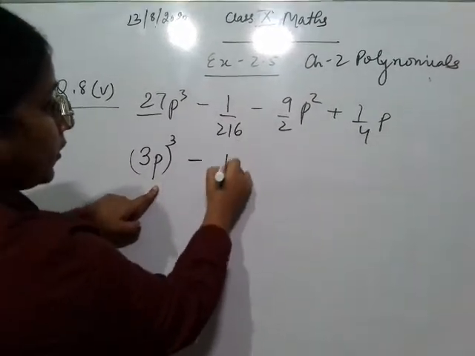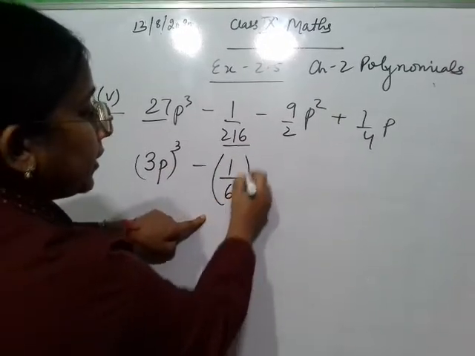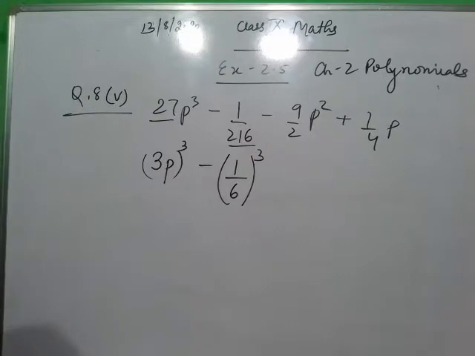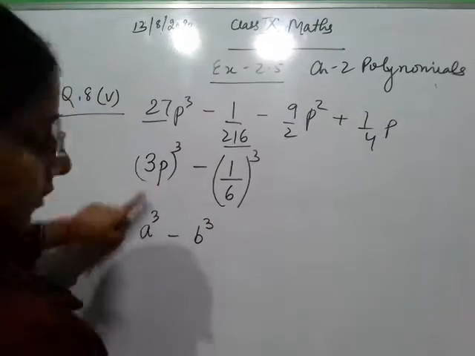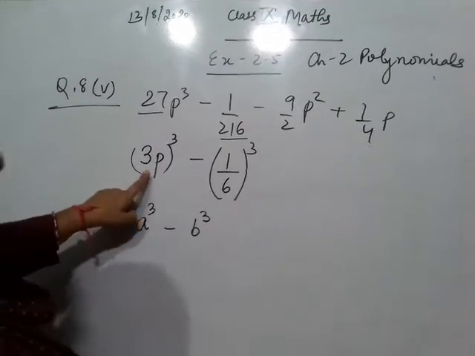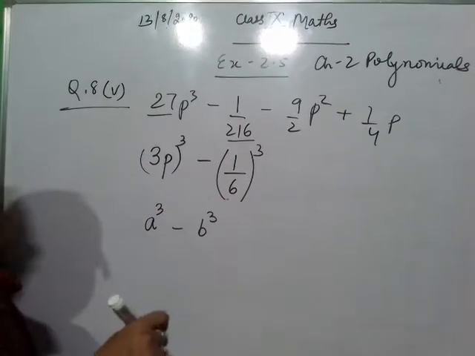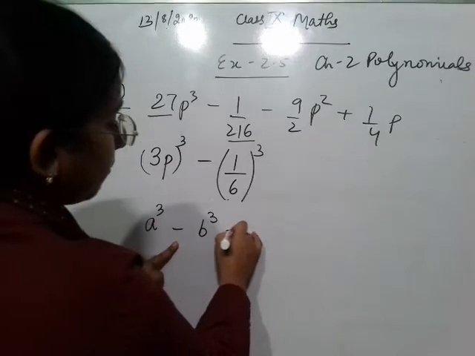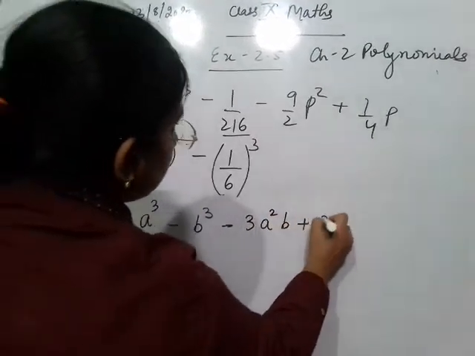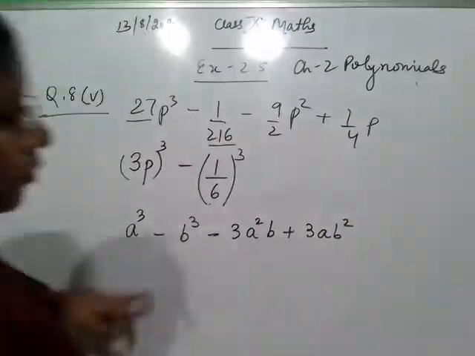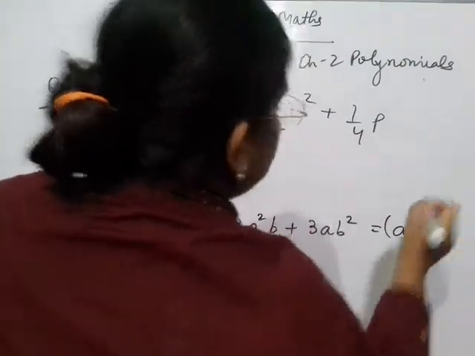Now this can be written as 1 upon 216, and 216 is the cube of 6. So we can write it as 1 by 6 cube. Now compare this as a cube minus b cube. This is your a cube where a is 3p, and this is your b cube where b is 1 by 6. Now what the identity says: a cube minus b cube minus 3a square b plus 3ab square, this is the identity which is equal to (a minus b) whole cube.